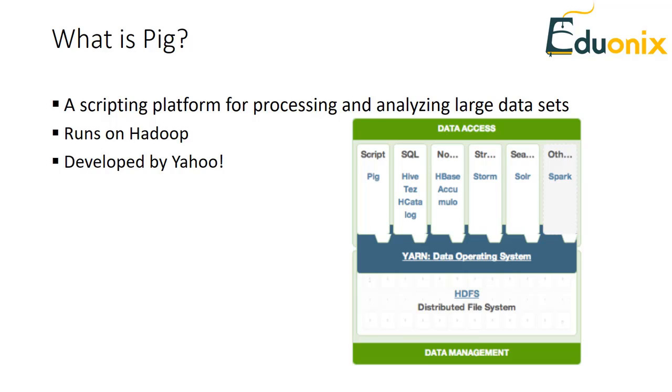Let us look at the origins of Pig. In 2006, Apache Pig was developed as a research project at Yahoo, mainly to create and execute MapReduce jobs on every dataset. In 2007, Apache Pig was open-sourced via Apache Incubator. And in 2008, the first release of Apache Pig came out. And finally, in 2010, it graduated as a top-level project.